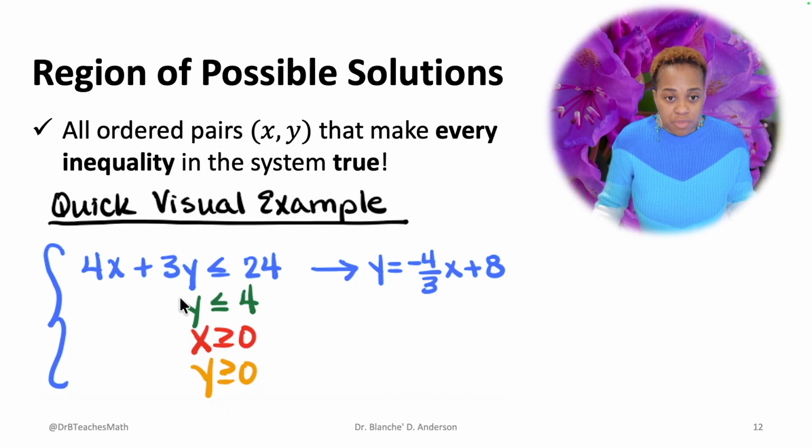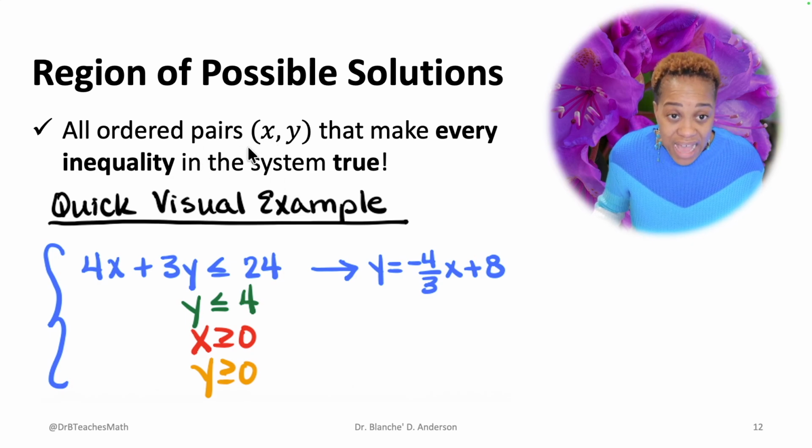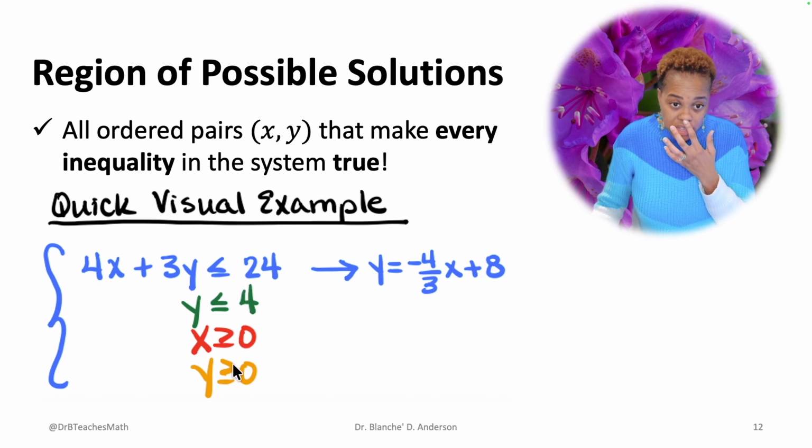So if you look at this particular one, 4x plus 3y is less than or equal to 24. y is less than or equal to 4. x is greater than or equal to 0. And then y is greater than or equal to 0. So whatever ordered pairs I find, every single one of these has to be true. Now, I'm going to show you the graph of all of these just so you can see what I'm talking about.